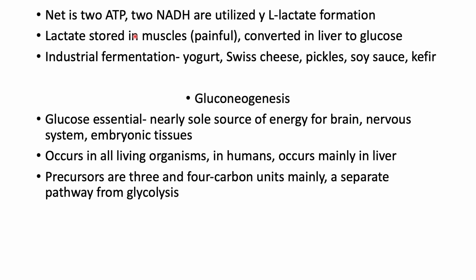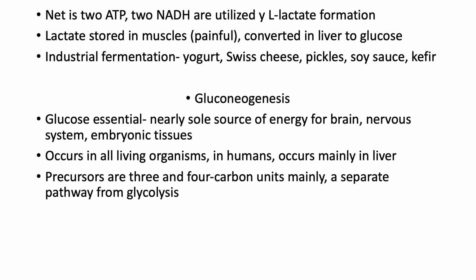The net of these is 2 ATPs, 2 NADHs, and those are utilized by L-lactate formation. Lactate is stored in muscles and gives muscle pain after intense exercise. Over time, it is converted in the liver to glucose. There are forms of industrial fermentation such as yogurt, Swiss cheese, pickles, and the like.